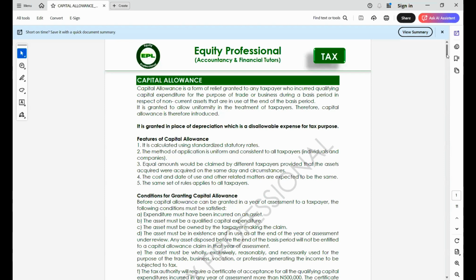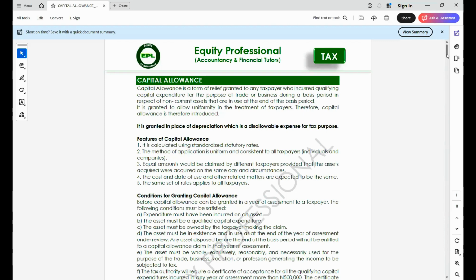It is granted to all categories of taxpayer. According to the tax law, one of the principles of a good tax is that there must be equity and uniformity to all taxpayers. What is applicable to taxpayer A must also be applicable to B.